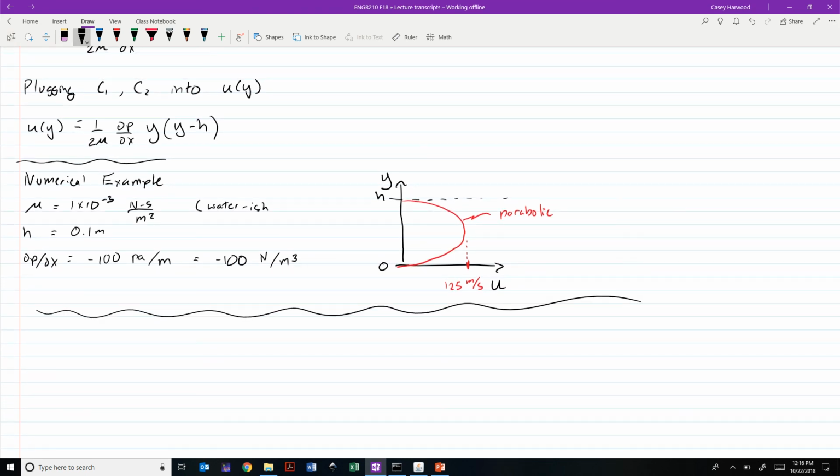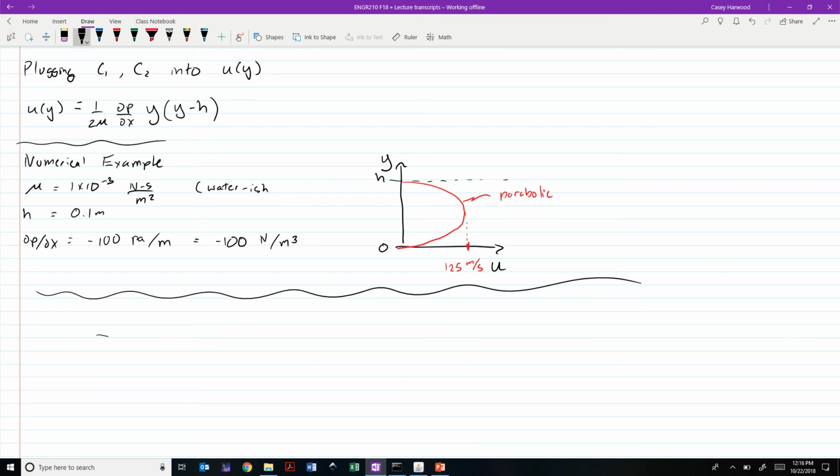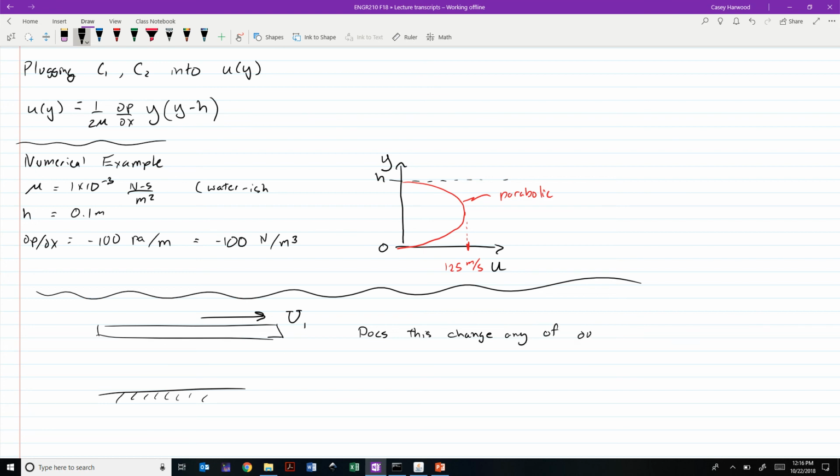So, what if this same problem, instead of having two fixed plates, what if the bottom plate was fixed, and the top plate was getting dragged along with some velocity of u1? Questions? Does this change any of our simplifying assumptions?